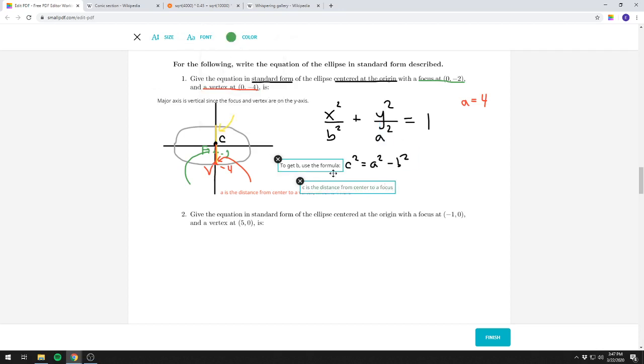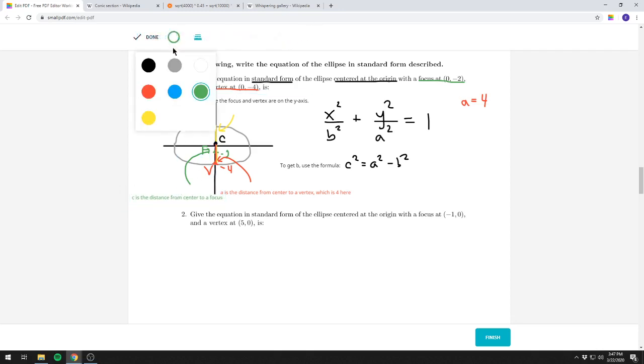The distance from the center to a focus, 0 to -2, is 2. So we know that c is 2. Okay. So we'll go ahead and plug this in. Plug in a and c and we can get b.